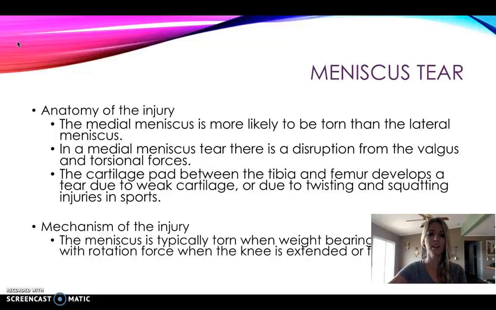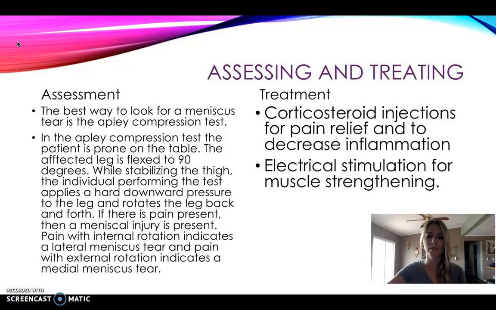The next one is a meniscus tear. The meniscus tear, there's 2 parts. The medial meniscus is more likely to be torn than the lateral meniscus. This is when the cartilage pad between the tibia and femur develops a tear due to weak cartilage, and it's due to a twisting or squatting motion in the sport.